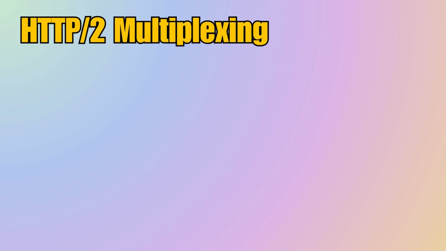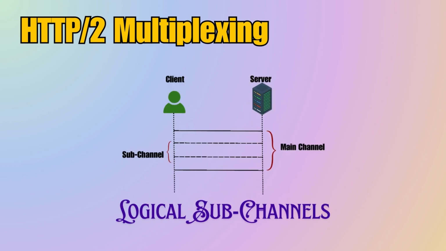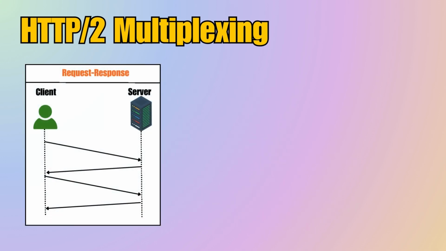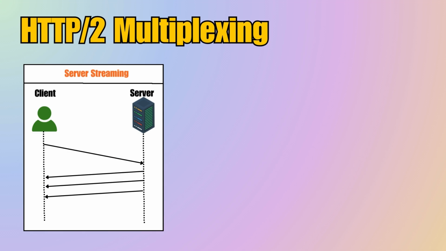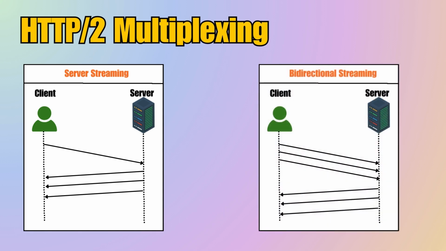HTTP2 multiplexing is beneficial in creating logical subchannels to support the following types of connections. First, request response. The client can send a single request and the server can reply with a single response. Second, client streaming. The client can send multiple requests and the server can reply with a single response. Third, server streaming. The client can send a single request and the server can reply with multiple responses. And last, bidirectional streaming. The client can send multiple requests and the server can reply with multiple responses.